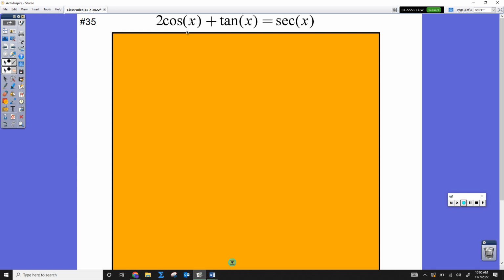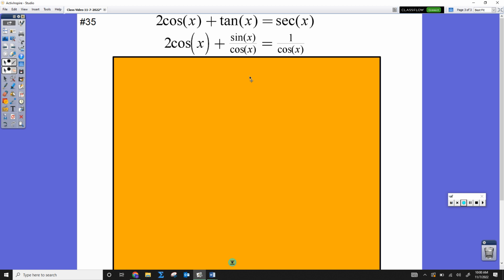So on our homework, if you had this problem, I think it's number 35, there's a couple things I want to mention about this problem. First of all, we have cosine, tangent, and secant. We want them all to be the same thing. One way is to apply tangent as sine over cosine and secant as 1 over cosine. Now we've got at least sines and cosines.